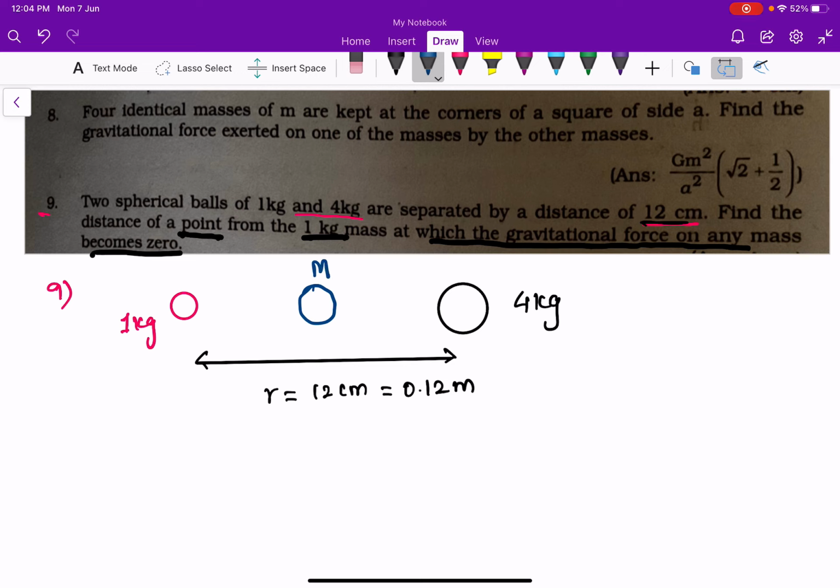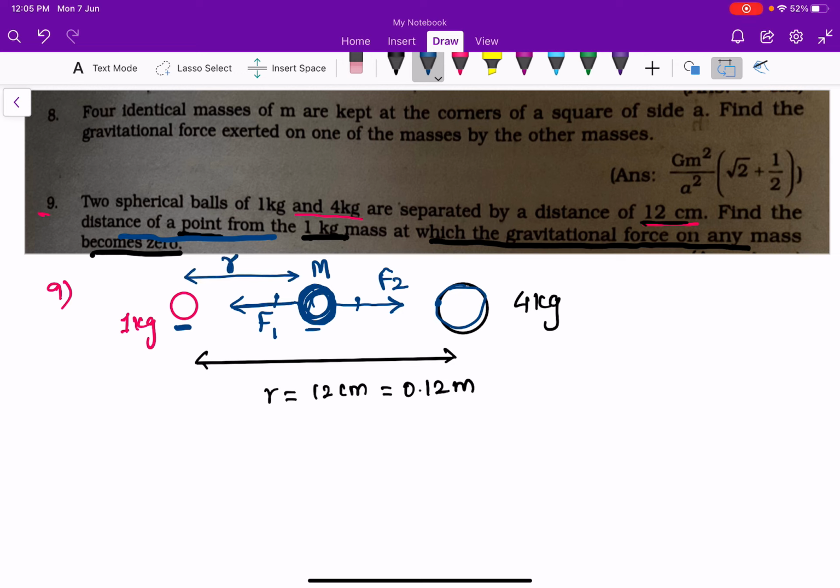M. So the force exerted by 1 kg on capital M is an attractive force, towards this one, F1. Let us consider F1. The 4 kg mass also exerts a gravitational force on the capital M, F2. So the question is to find the distance of the point. These two are opposite forces, so the net force may become 0 at some point. Consider that at this point the net force is equal to 0.